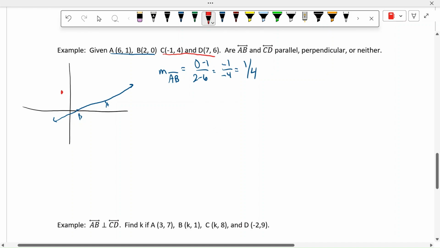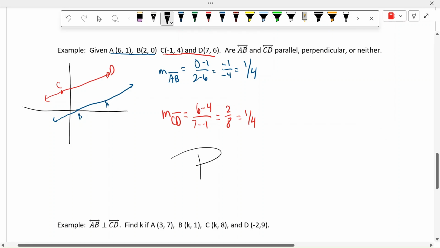Then for CD, point C is at -1, 4. Point D is at 7, 6. So here is line CD. Calculate the slope of CD. So D values minus C on the top, y minus y, that's 6 minus 4 divided by 7 minus -1. 2/8, that also simplifies to 1/4. Now, in comparing those two slopes, we can see that they are the same, which means that these two lines are parallel.